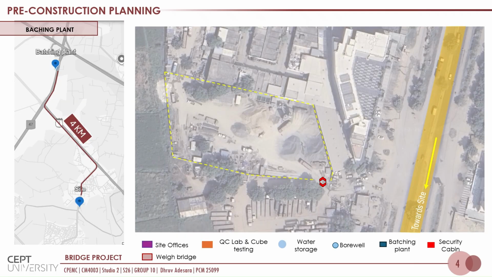This slide represents the location of the batching plant, which is 4 km far from the site, and the layout of the batching plant, which consists of a security cabin, site offices, QC lab, cube testing area, borewell locations, water storage areas, and batching plants, with all the material stacking areas and weighing bridge. And this is the parking of the site layout.